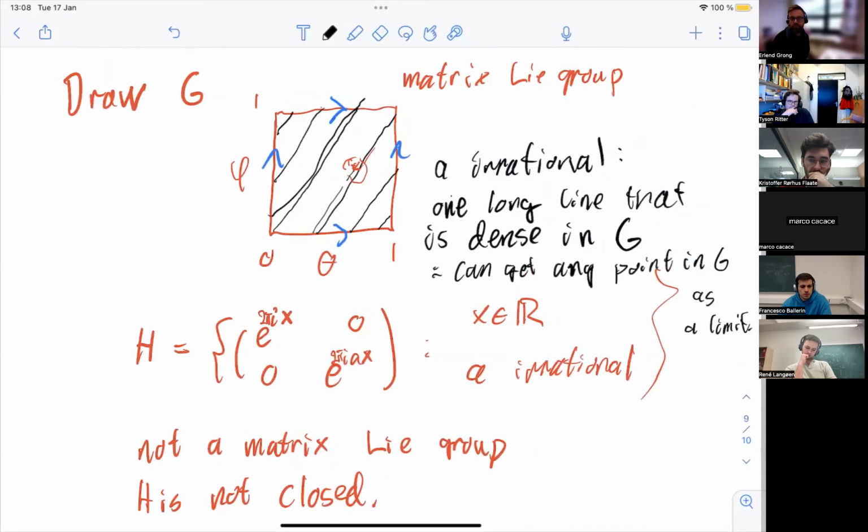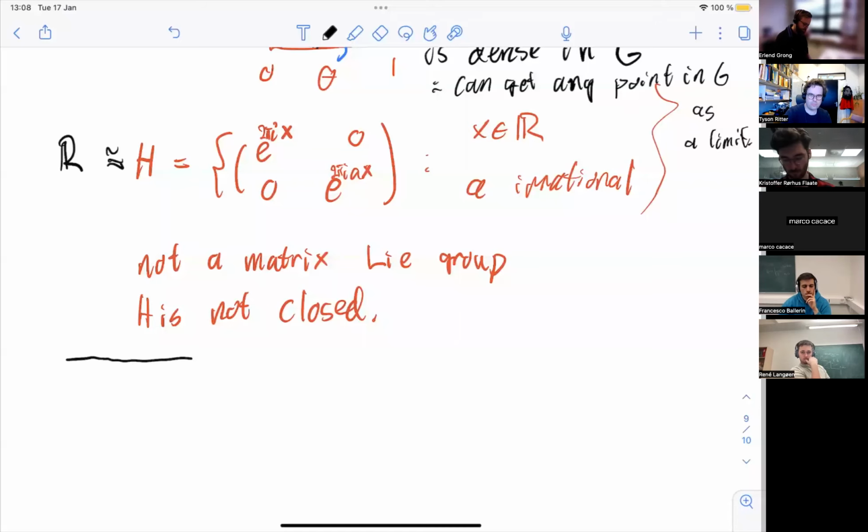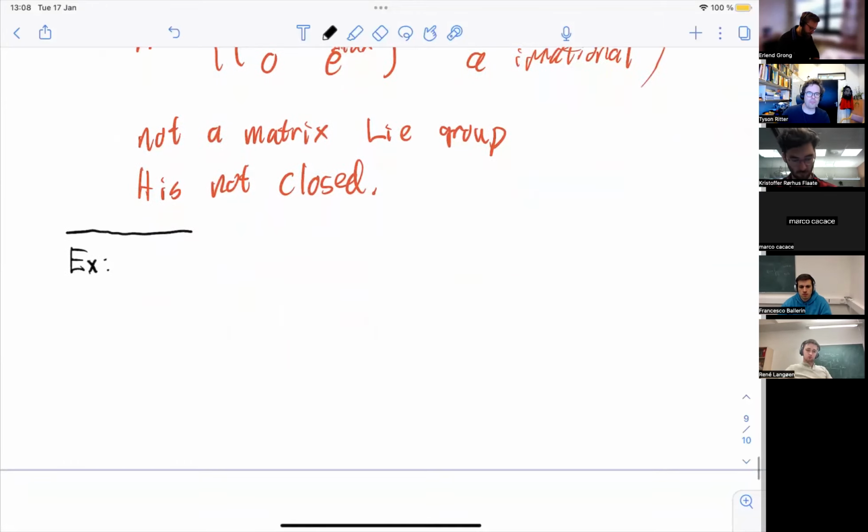So I'll resume recording and then do our final example. Our final example is the Euclidean group.